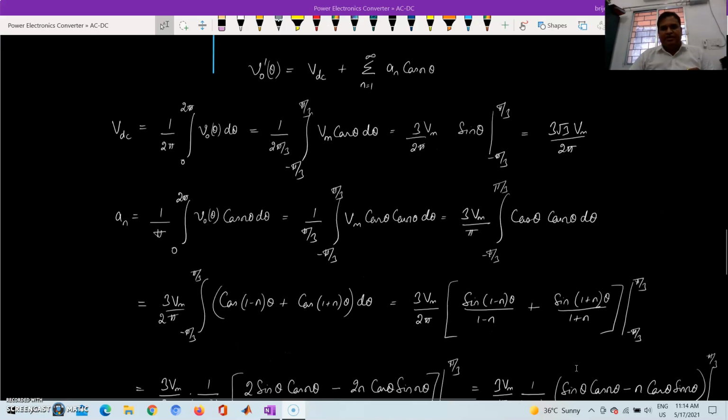After that, we will evaluate the An term. When we evaluate An, An is 1/π times the integral from 0 to 2π of V0(θ) cos nθ dθ.